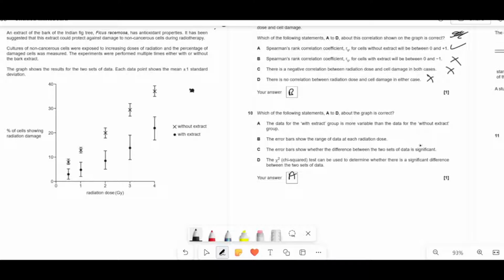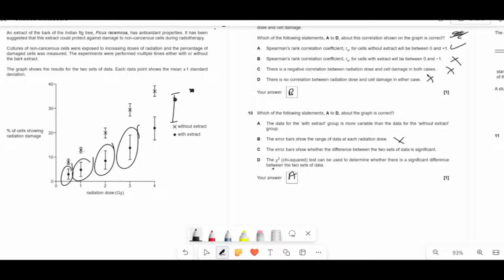The error bars show the range of data at each point. No, they do not. They show the spread around the mean. The range could be something like this, where it's the highest and the lowest, and there's your mean. If it's in the middle and it's told you it's standard deviation, it's the standard deviation. So it doesn't tell you the range, it just shows you how much spread there is around the mean. As well as that, the error bars show when the difference between the two is significant. So it's not the difference between the two sets of data, it's whether each measurement is significant, not between the two.